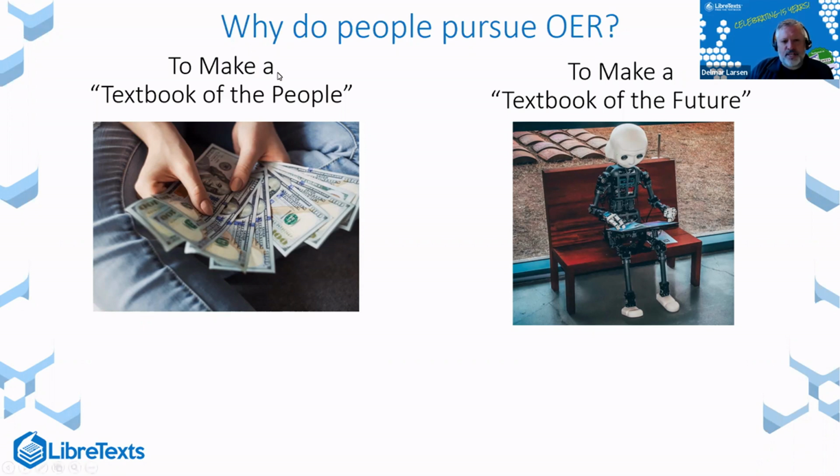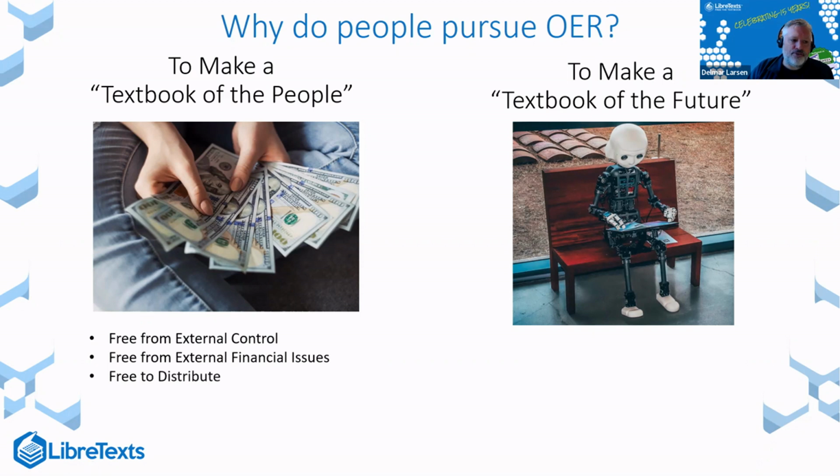And the other one is to build a textbook of the future. And this is to build something better than the conventional textbook that's out there. The textbook of the people involves generating something that's free from external control, free from external financial issues, free to distribute, free to edit and curate, free to customize. And these are all critical components that underlie the open aspect of OER.